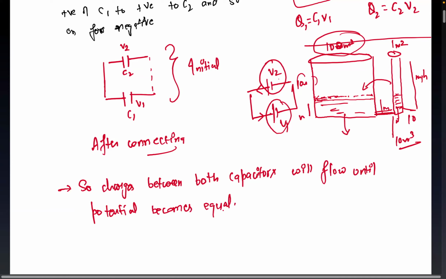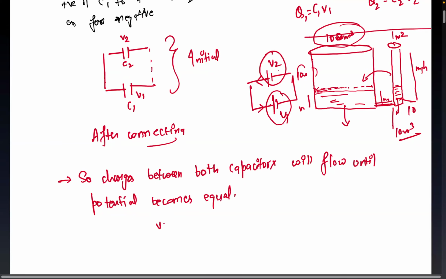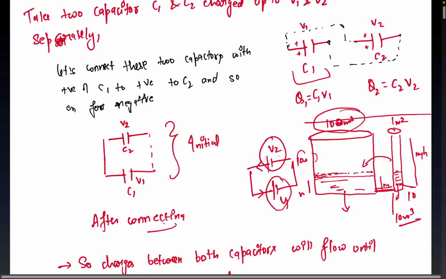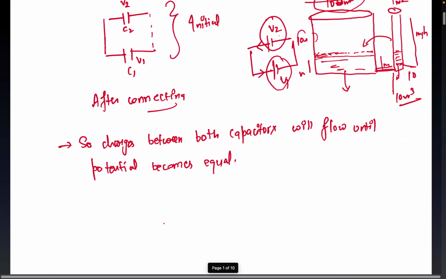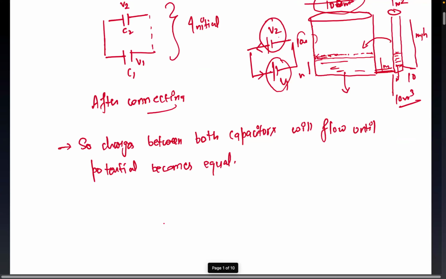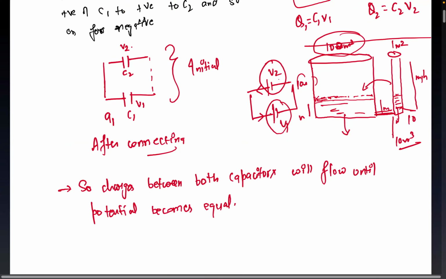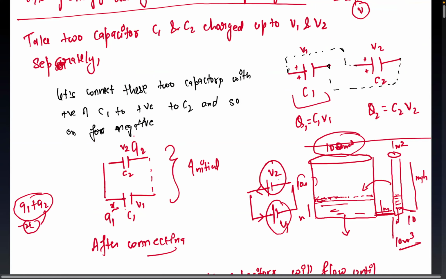So just assume the final potential will be some V, because they have to be equal. And one more thing, the charge is conserved. If one has Q1 charge and the other has Q2 charge, the total will be Q1 plus Q2. It can happen that X charge goes from here to here, so one becomes Q2 plus X and the other becomes Q1 minus X. But the net will still be Q1 plus Q2 because we are not giving any source of energy from which charge can go somewhere else. It's just an isolated body.